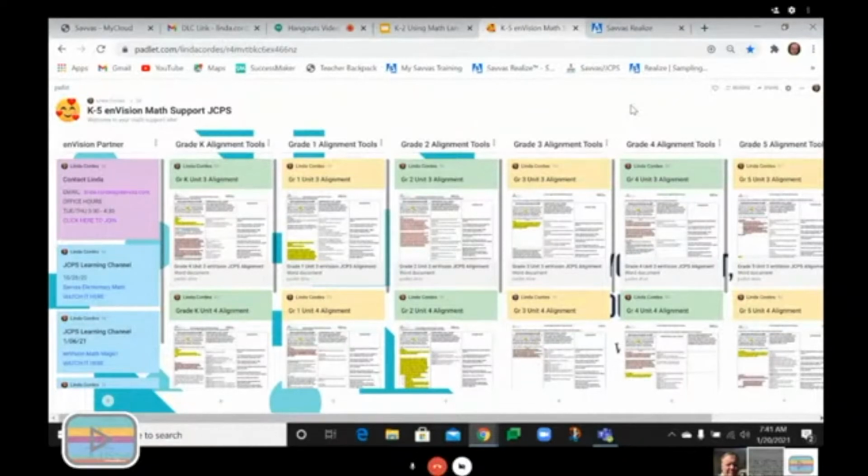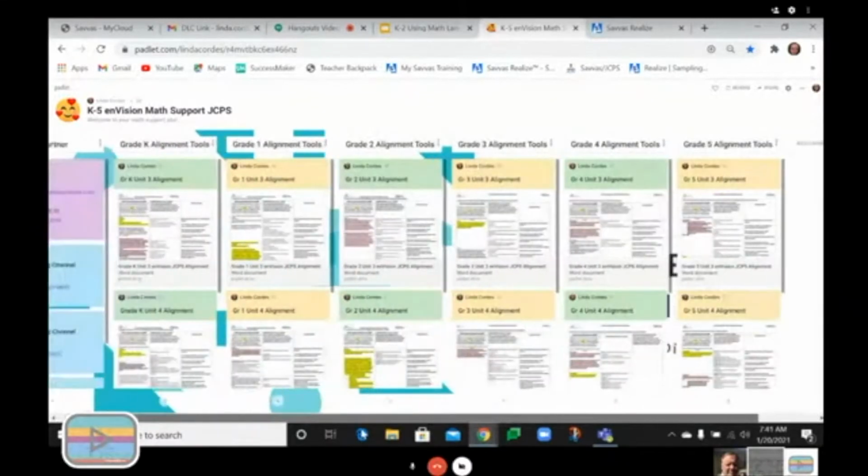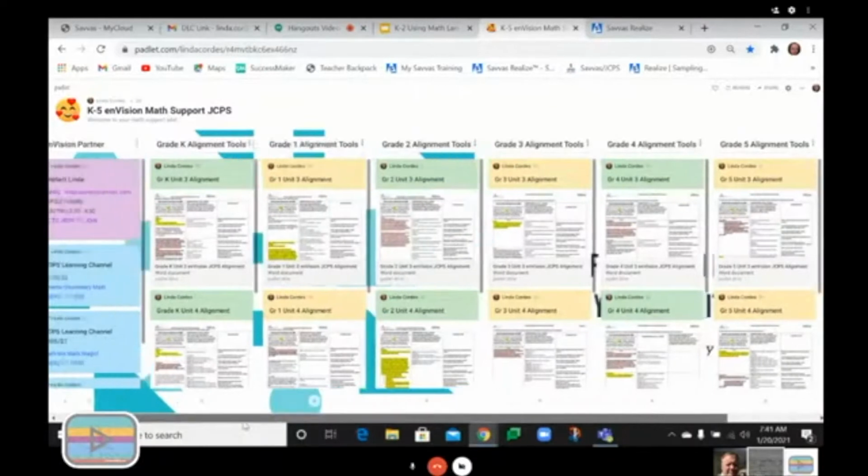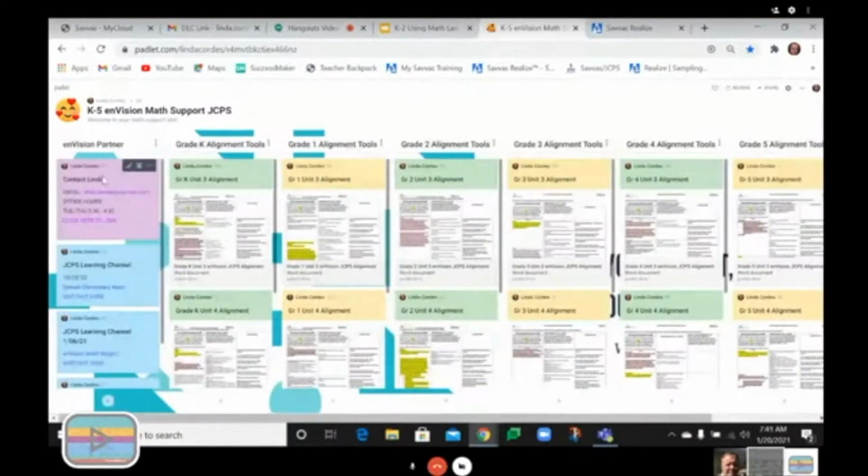So in this Padlet, you'll see across the top, you have this first column that looks different than the others. We'll talk about that in a sec. But then you have going across grades K through 5, and for each grade, you have unit alignments to Envision. And I'm going to pop one open to show you in just a minute. Let me point out this first column is going to be where you have some resources for getting help.